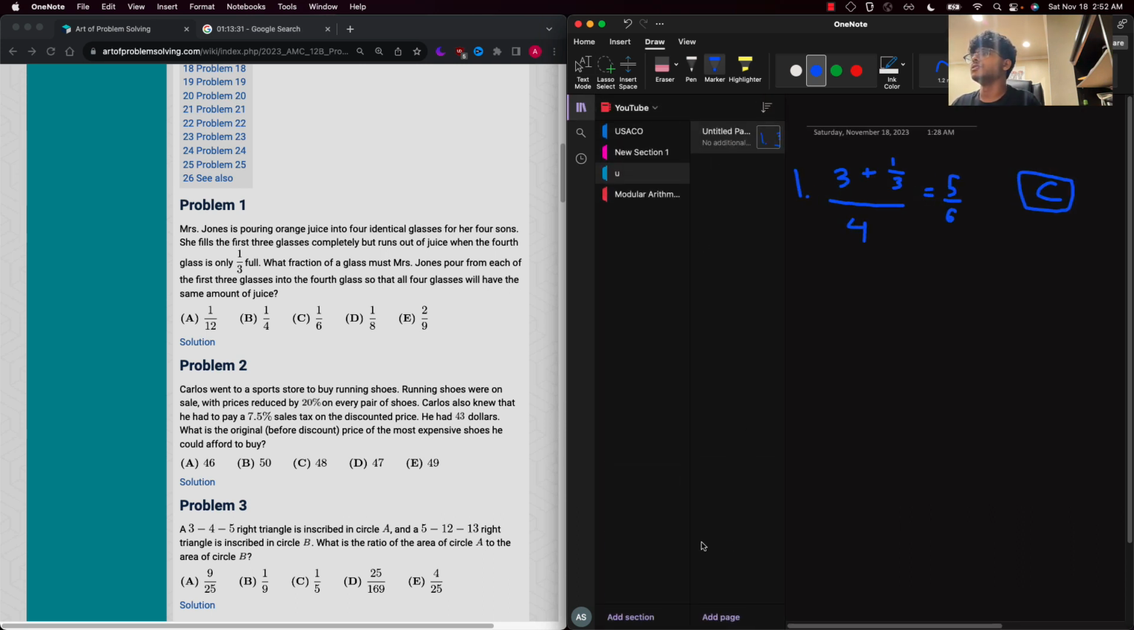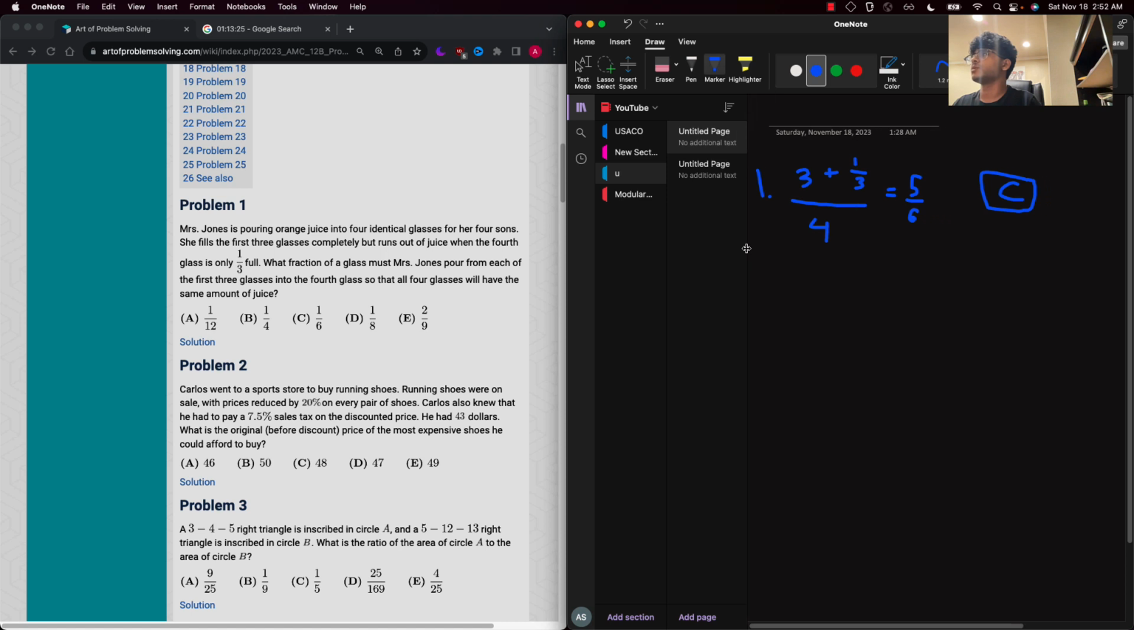What can we do here? We have pages, okay. That's useful. So we'll probably just make each of these a separate page.